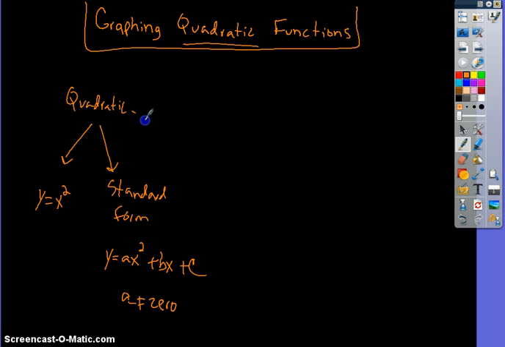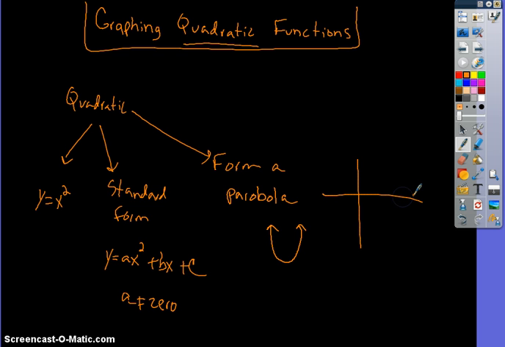Something else to know about quadratics is they form a parabola. What a parabola is, it looks like this. This is a U-looking thing when you graph it in a coordinate plane. So if you had some x-axis and y-axis and you graphed it, you can graph this shape. Each one of those is called a parabola.